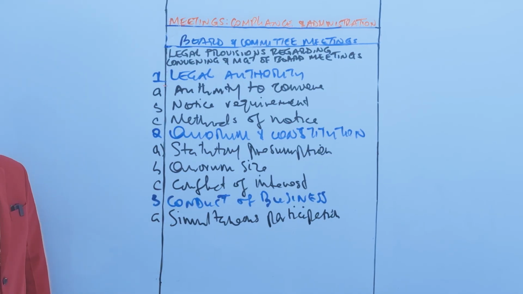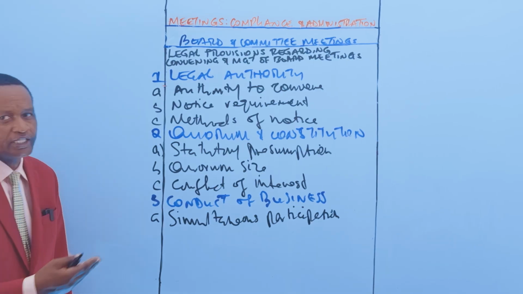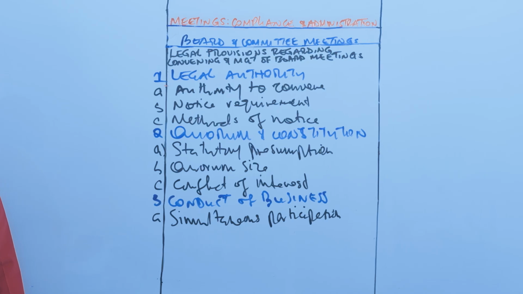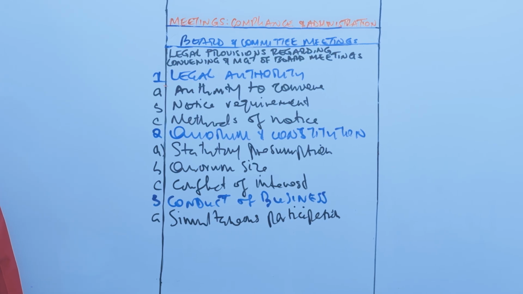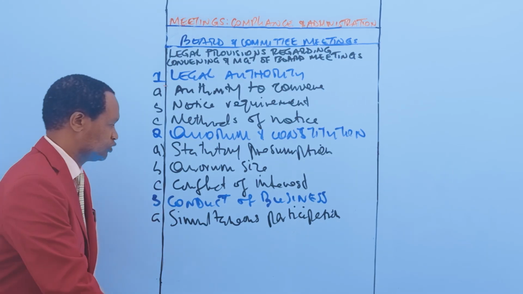For virtual and hybrid meetings, the law requires that all participants be able to hear and speak to each other in real time. And the secretary must ensure that the technology used is secure and allows for valid identification and verification of attendees.